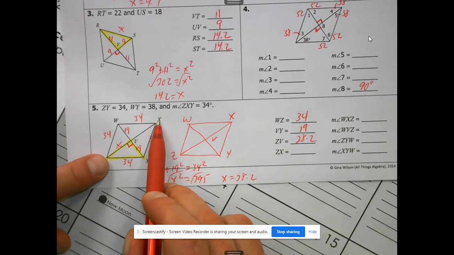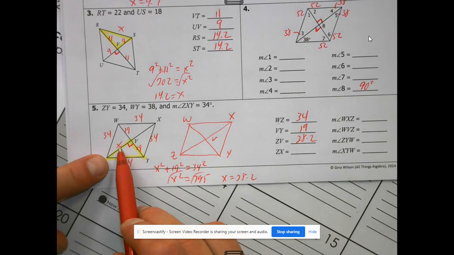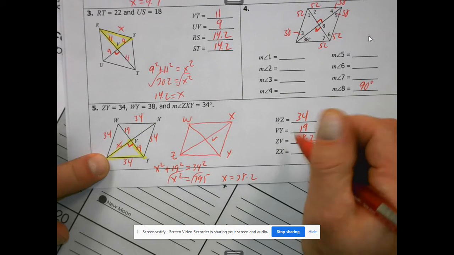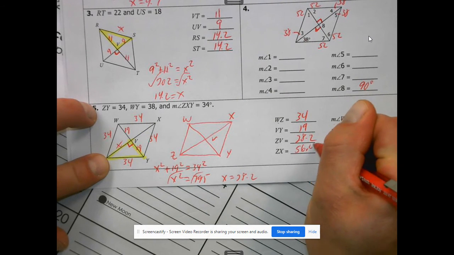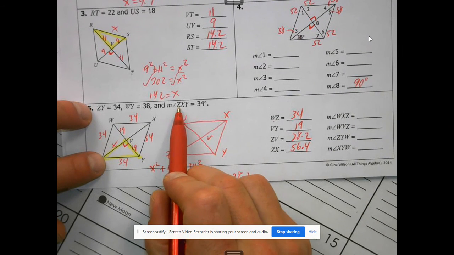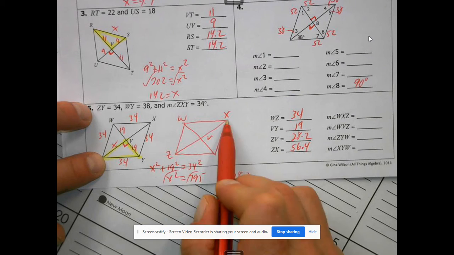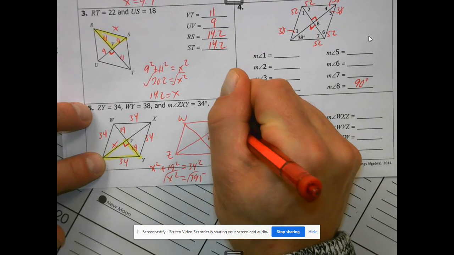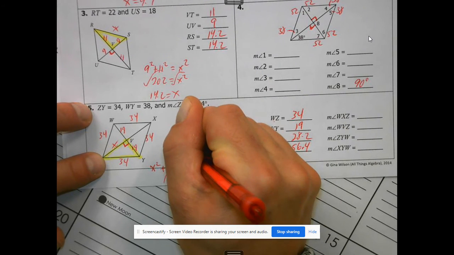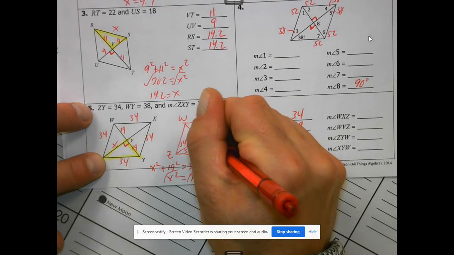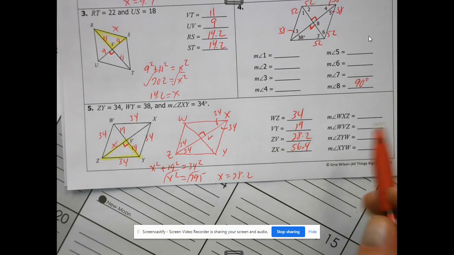Z to X, the whole thing. Well, if that's 28.2, that has to be 28.2. Add them up, gives you 56.4. Okay, the angles. Angle ZXY, ZXY right here is 34. Let's fill them in. That guy's also 34. He's 34. He's 34. I have all 90s in the middle. Let's go to work.